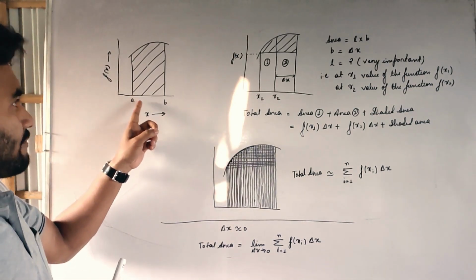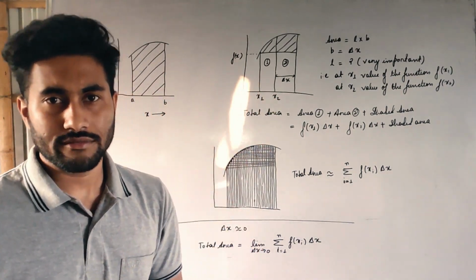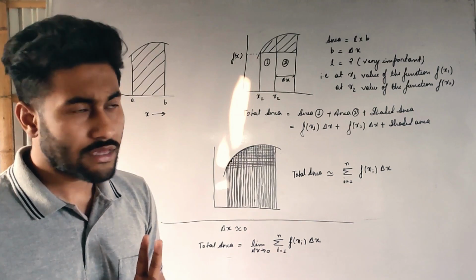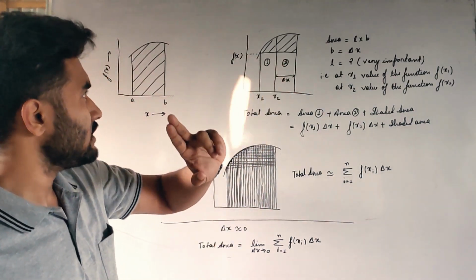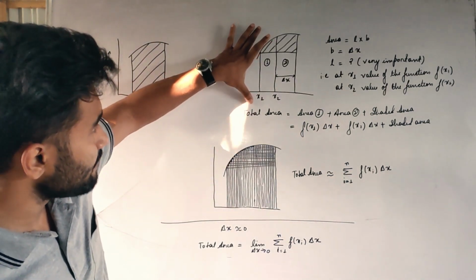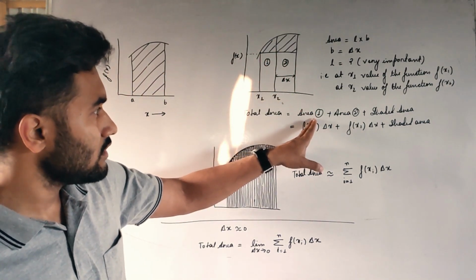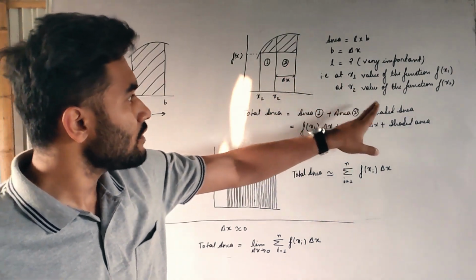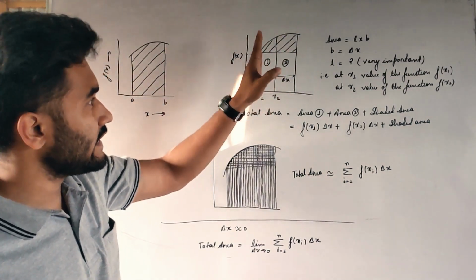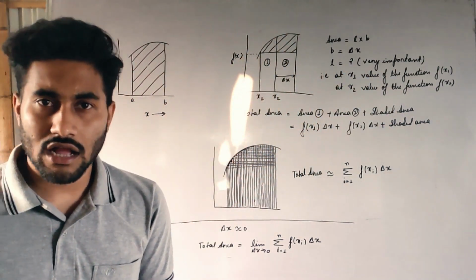To find the area under this shape, they used to divide the curve into small rectangles or squares. For example, let us divide this curve into two rectangles. This is the first rectangle, this is the second rectangle. Now we need to find the area under this curve. The total area will be the area of rectangle 1 plus the area of rectangle 2 plus this shaded area, because this is not a rectangle. If we find the area of these rectangles and calculate this shaded area, we will get the total area under the curve. This was the first idea.